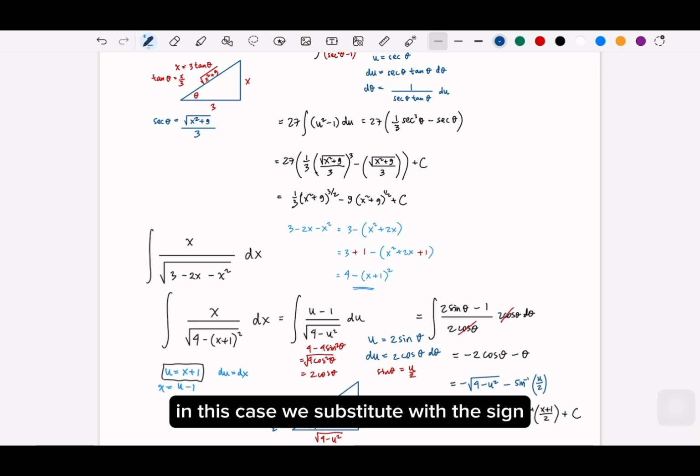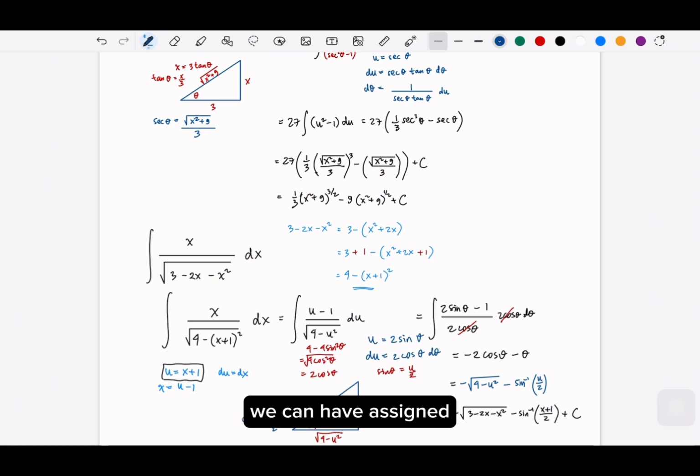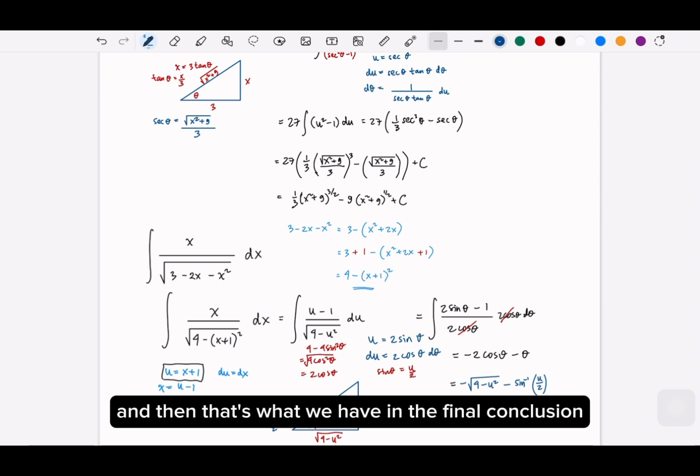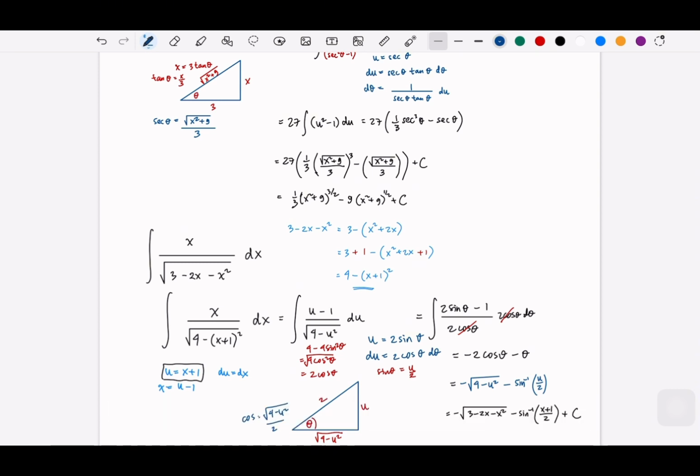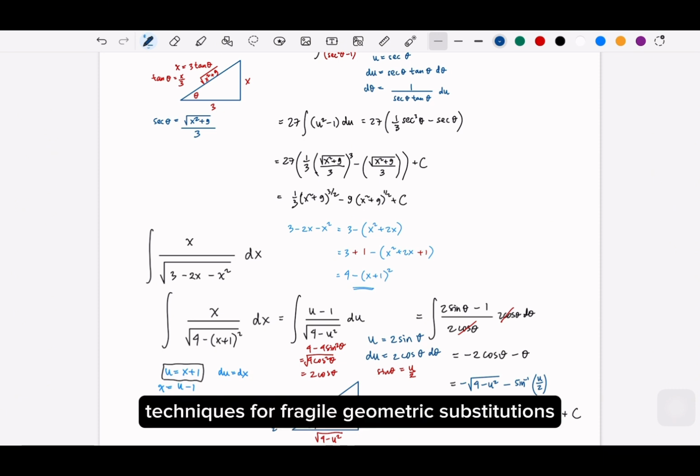In this case, we substitute with the sine, because it's 4 minus, so constant minus variable, we can have a sine. Okay? And then you can solve based on this, and convert back to u, and then from u to x. Okay? And then that's what we have in the final conclusion. Okay, so that is the first, the techniques for trigonometric substitutions. We are going to have some exercise later, but let me go through another techniques first.